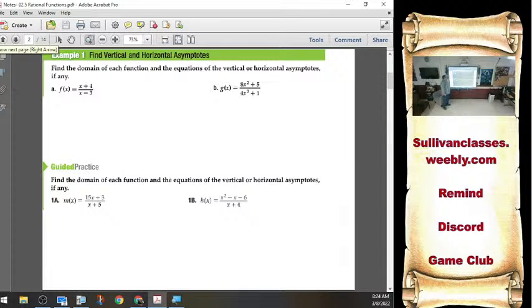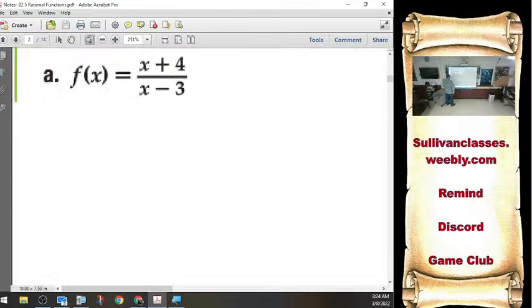So, find the domain, vertical and horizontal asymptotes. Domain. We are still adhering to our commandments of domain. And the first one is, thou shalt not divide by 0. So if I'm not allowed to divide by 0, I'm going to set my denominator equal to 0 and solve. That is the one guy that's going to break my rules.